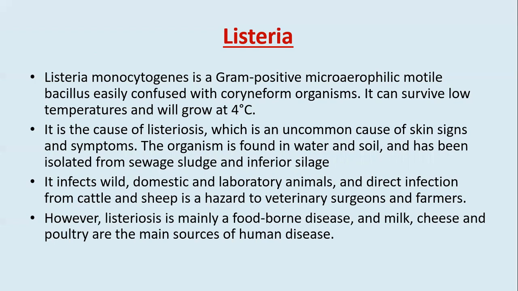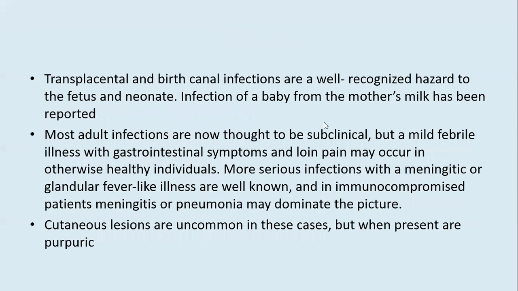Listeriosis is mainly a foodborne disease, and milk, cheese, and poultry are the main sources of human disease. Transplacental and birth canal infection is a well-recognized hazard. Infection of the baby from mother's milk is reported. Most adult infections are now thought to be subclinical, but a mild febrile illness with GI symptoms and loin pain may occur in otherwise healthy individuals. More serious infection with meningitis or a glandular fever-like illness is well known, and in immunocompromised patients, meningitis or pneumonia may dominate the picture.